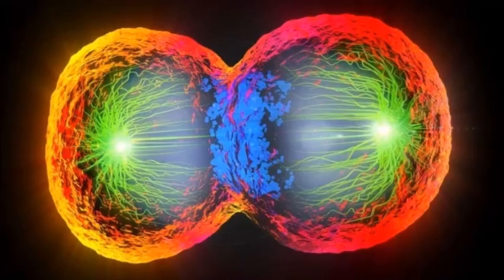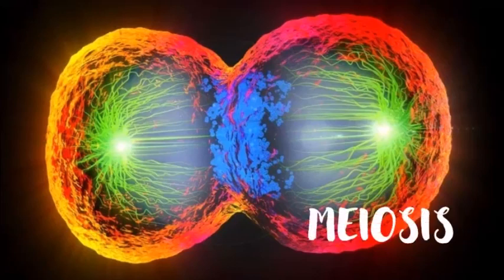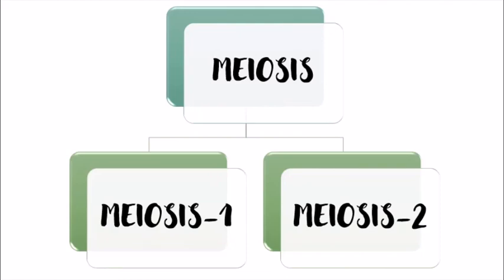Welcome back, students. In this part of the video, we will be learning about meiosis. Meiosis occurs in germ cells, that is the reproductive cells. Meiosis has two steps, that is meiosis 1 and meiosis 2. So the cell division takes place in two steps.